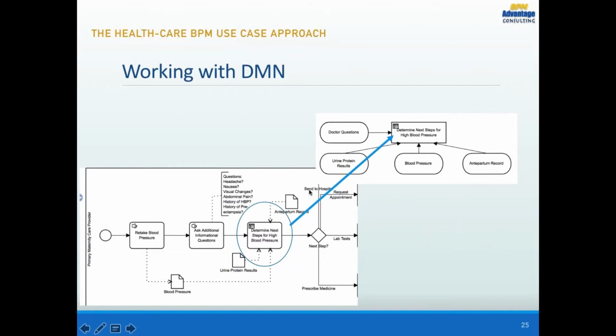If it's serious, you might send the patient to the hospital, or you might request another appointment to check it again, or you might request some lab test, or you might just prescribe some medicine. So depending on what happens in the decision, it affects the process directly. And so this business rule task is the link directly to a decision model.